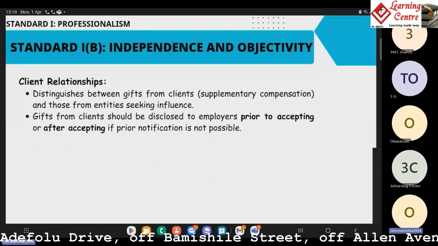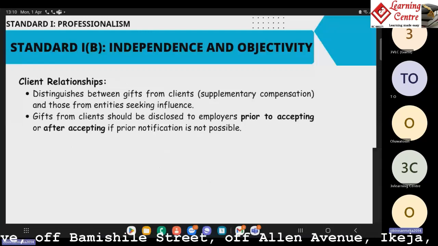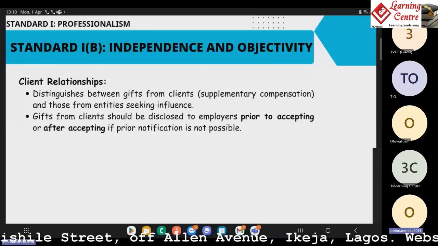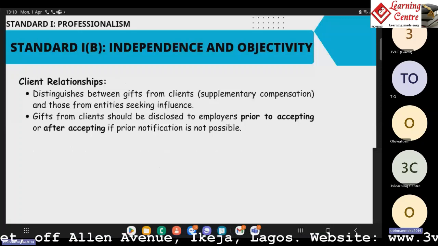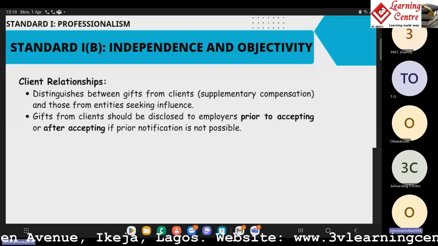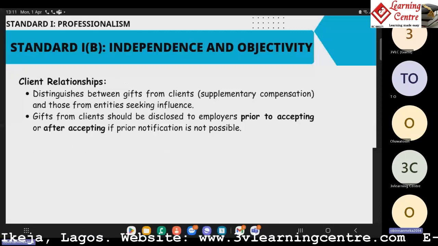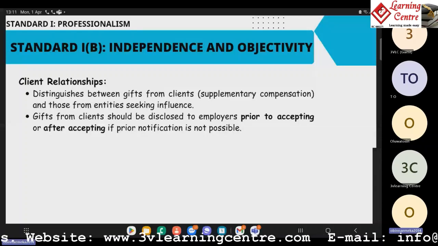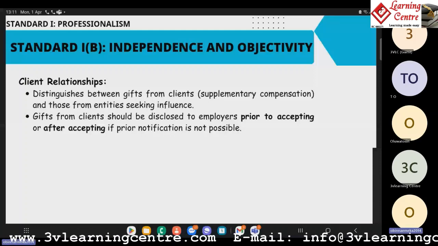After all, we have said that we manage the portfolio for the benefit of the client. So if you do so well for a client, and the client decides to compensate you for managing their portfolio very well, then that kind of gift is not meant to influence your independence and objectivity. But the problem is this. The curriculum noted that even if you are collecting gifts from your clients, you need to report and disclose that gift to your employer before accepting it.